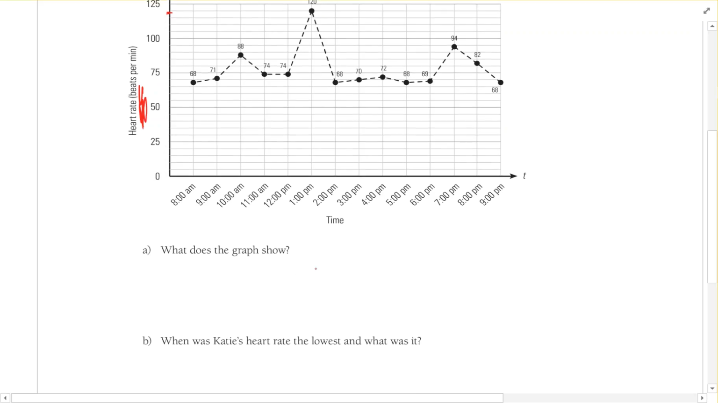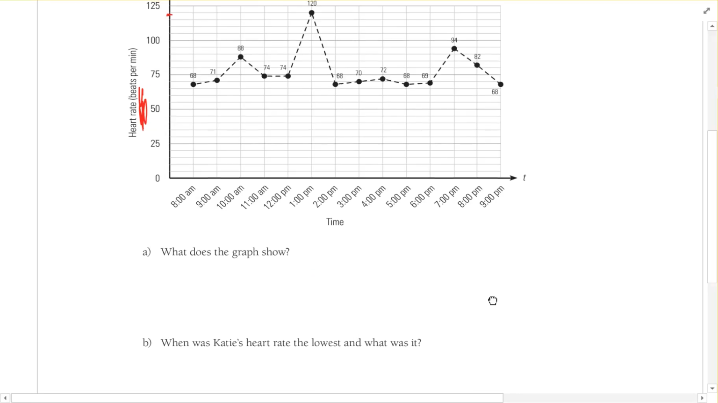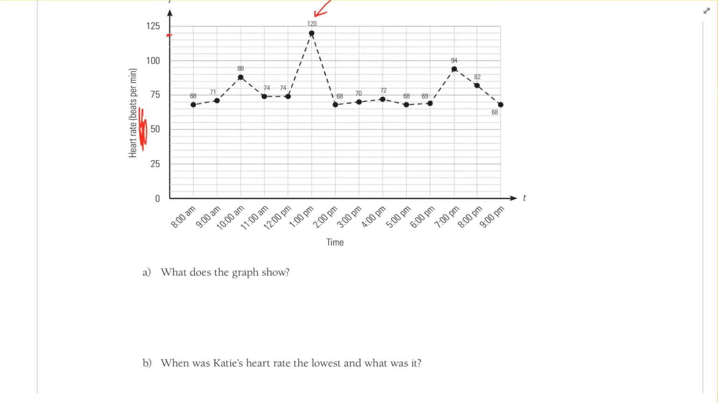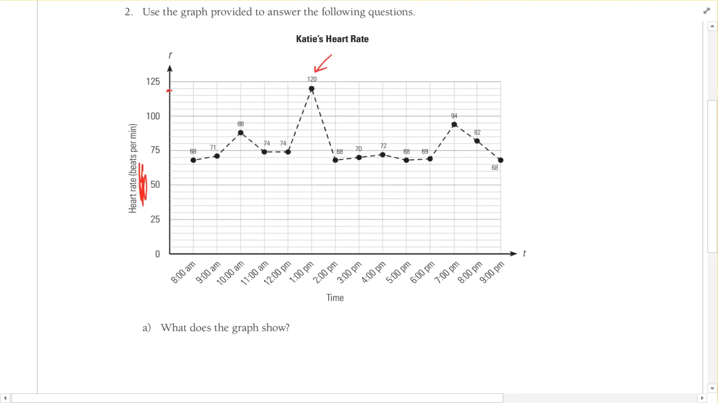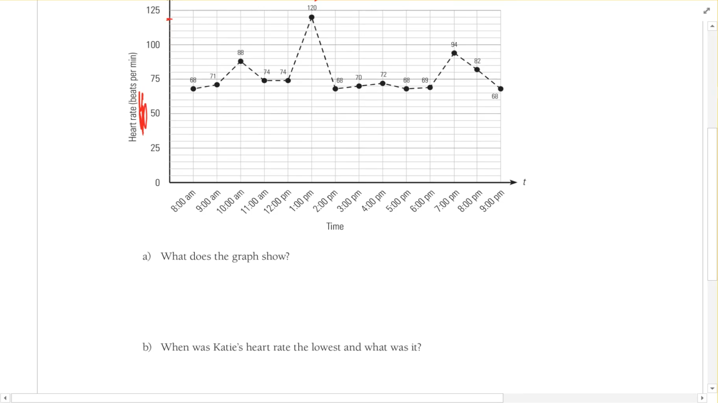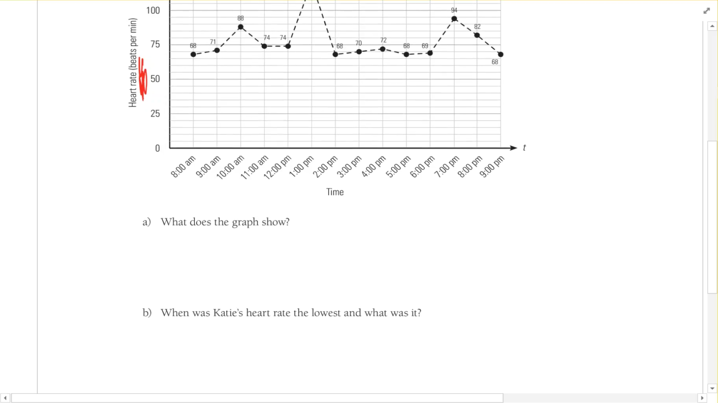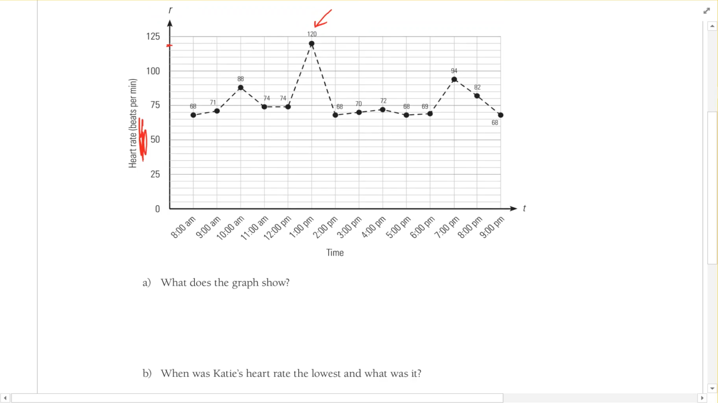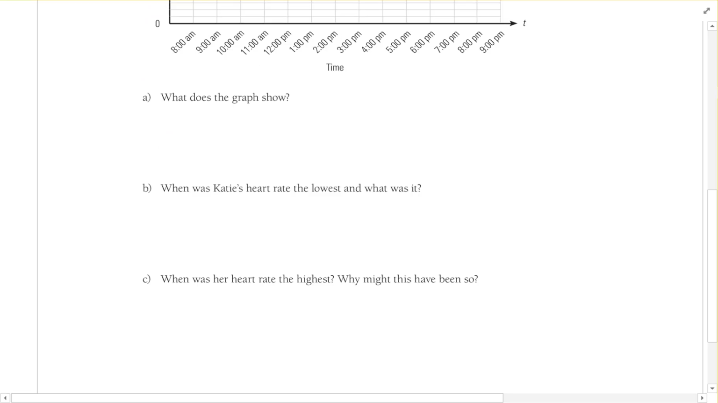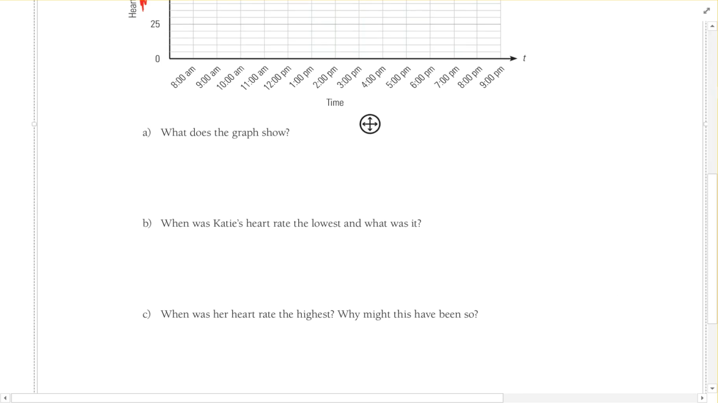So, what does the graph show? I'm going to let you guys try to figure that one out. I'm going to leave a little box that you can type in. Just looking at this graph, what is it actually telling you? How would you sum that up? And don't just say Katie's heart rate. It's going to be Katie's heart rate, dot, dot, dot. There's going to be more to it than that. Okay. When was Katie's heart rate the lowest, and what was it? Again, I'm going to let you figure that one out. That's part B. And then C, when was her heart rate the highest? Why might this have been so? Again, I'm going to let you give me a possible solution to that. There could be more than one answer to questions like that. All right, move on to the next one.